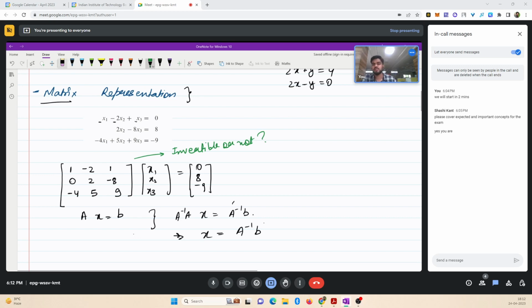I won't say that. There can be cases where you have infinitely many solutions. In those cases also, your system of equations, this A, need not be invertible. I'll get into the detail of it. Need not be invertible. Okay.